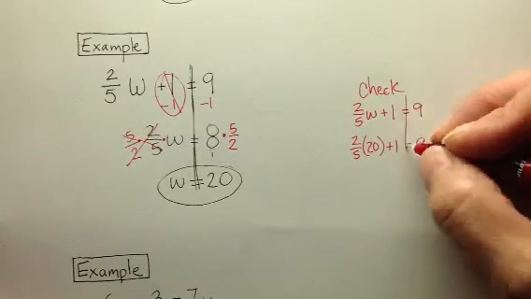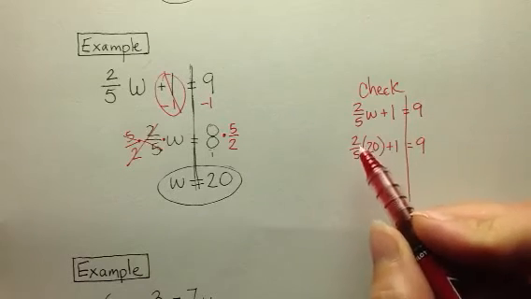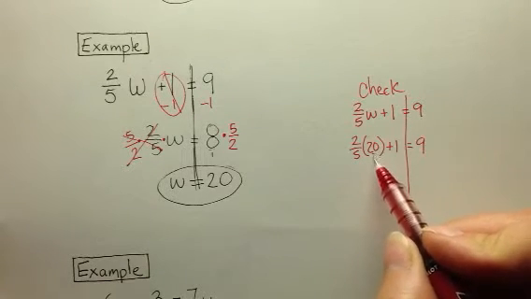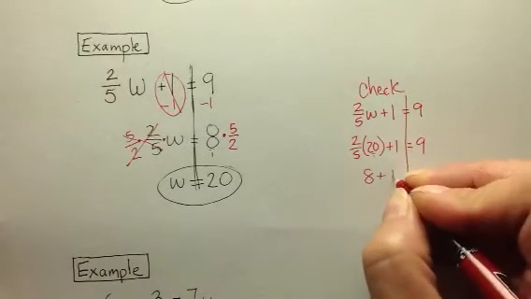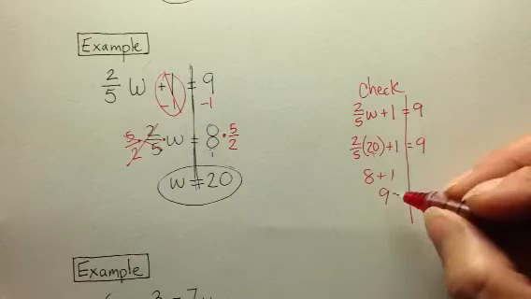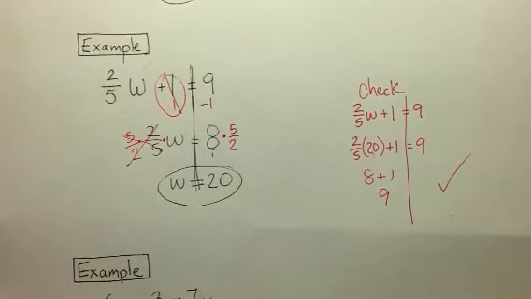And I want to see if the left side and right side are equal. The right side is just going to be 9. There's no work to do there. 2/5 of 20, again, 20 is over 1, so 20 divided by 5, 4 times 2, 8. And 8 plus 1 is 9. So 9 is equal to, my right side was 9 already, and that's my solution I'm checking.